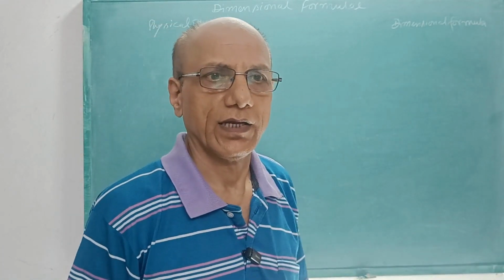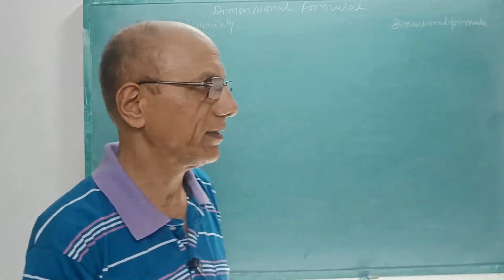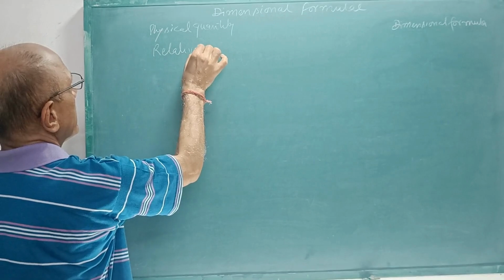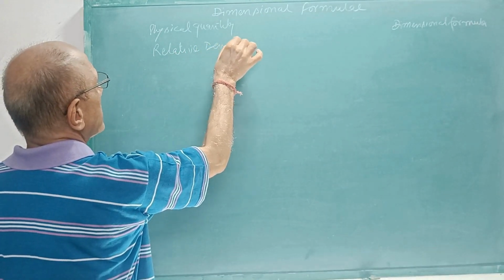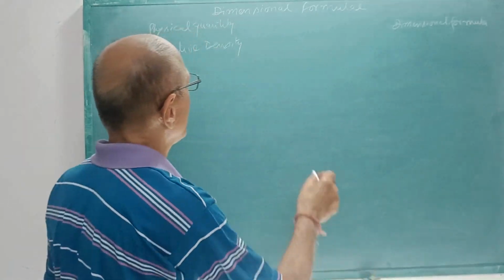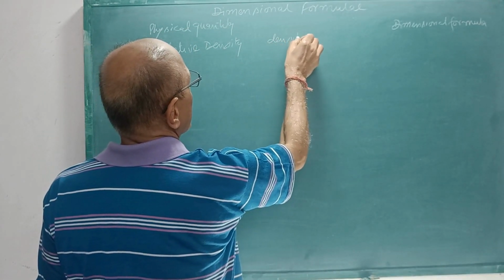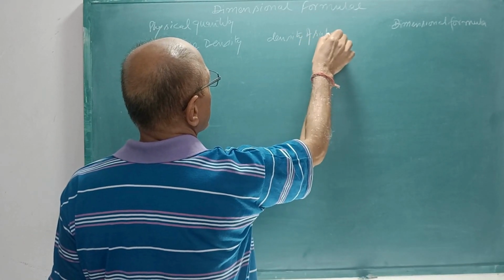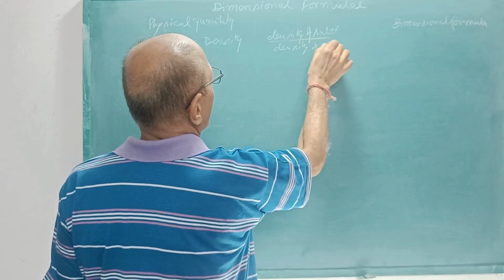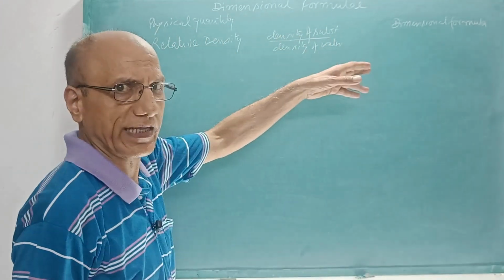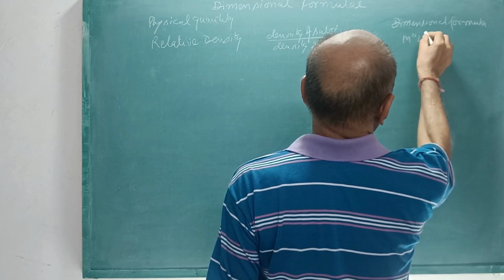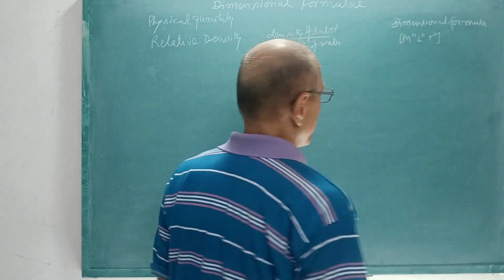Dear students, let us derive more dimensional formulas. So, let us take relative density. The formula for relative density is density of substance upon density of water. So density upon density means it's a pure ratio, so it will have no dimension. So the dimension will be M0 L0 T0.